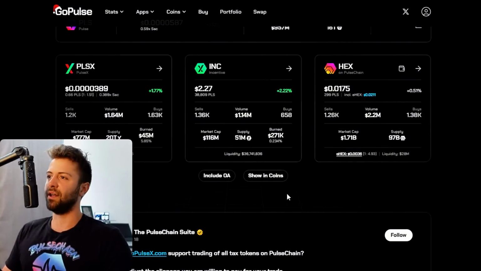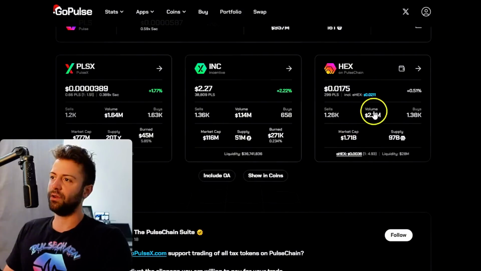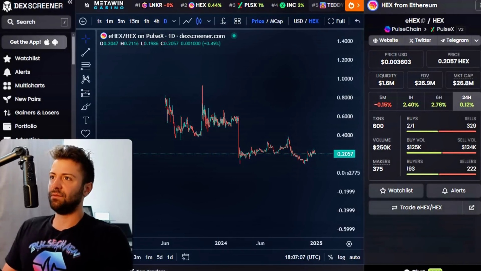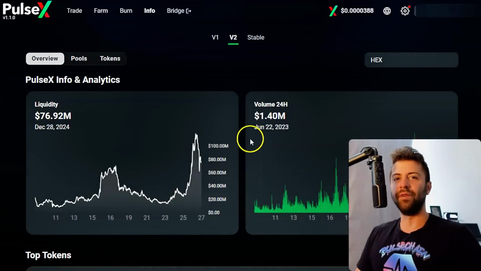Bridging your eHEX over into PulseChain is going to increase the value of the whole network. You get more TVL on there, and there are different liquidity plays. For one thing, you could bond eHEX with HEX. If you bond eHEX and HEX, today I think you're making, well, let's go find out what the APY is.